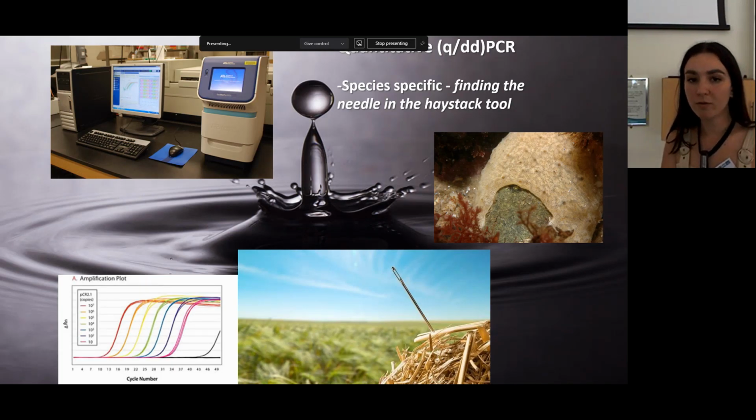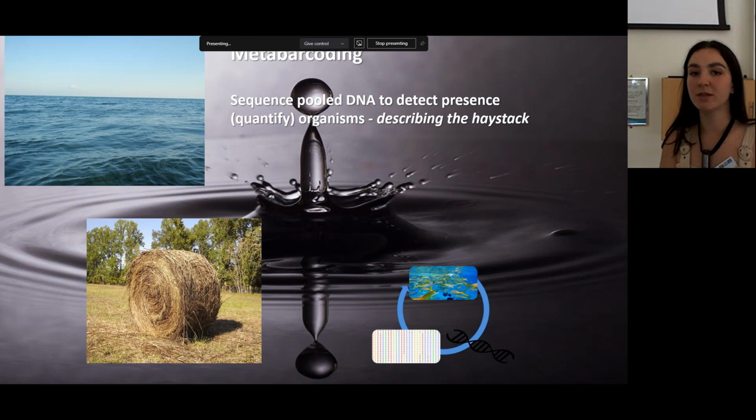So two of the ways in which eDNA is analyzed is quantitative PCR, which is species specific. So you develop an assay that targets a particular species and look for that species within the water sample. This is finding the needle in the haystack tool. And the other method is metabarcoding. So this is all of the DNA within the sample, and it's pooled, and it will detect the presence of all of the organisms within the sample. So kind of describing the haystack.